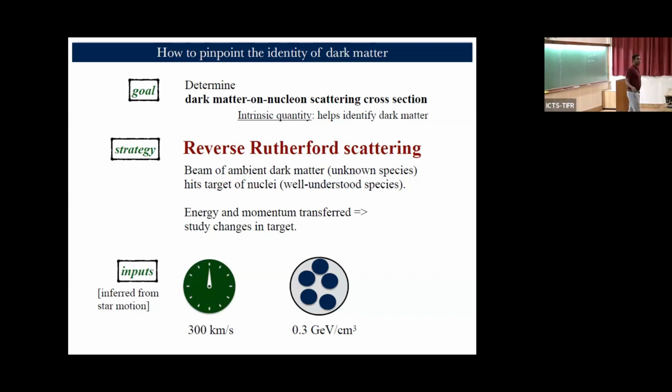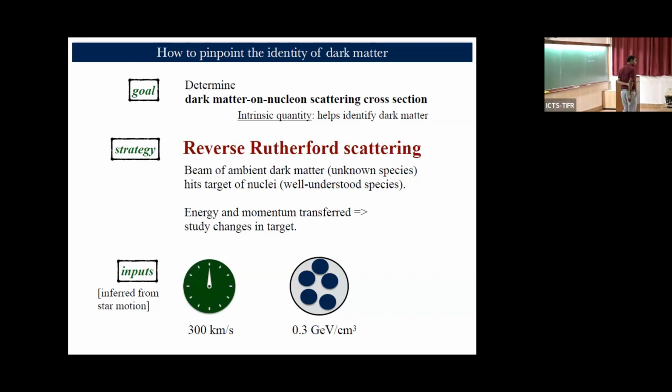into Earth from the dark matter halo, and the target is a well-understood species such as a nucleus or an electron and so on. Okay, and by studying changes in the target due to transfer of energy and momentum, you could try to tell something about the intrinsic properties of this dark matter wind or dark matter beam that's coming in. For example, the scattering cross-section and the unknown mass of the dark matter particle and so on.